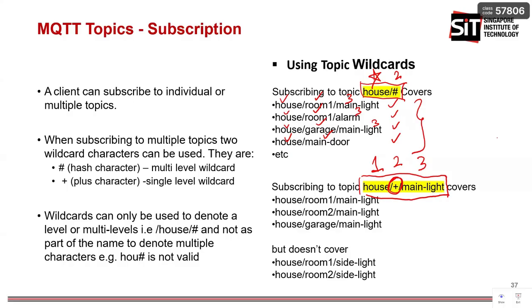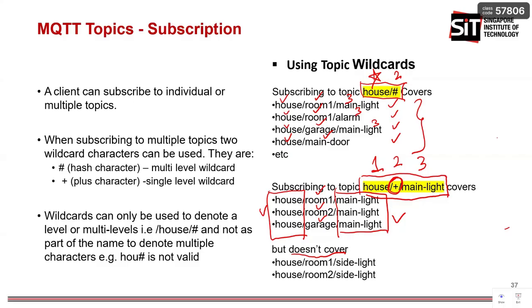So let us take a look. This is the first level. All these three are house, so this is correct. And the third levels are main light, so these are correct. Therefore, whether it's room 1, room 2, or garage, it fits the wildcard condition. So all three are valid. But it doesn't cover the last two at the bottom of the slide.